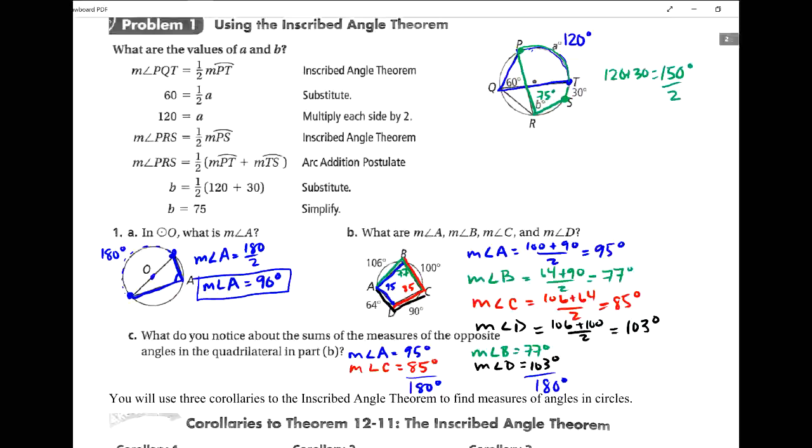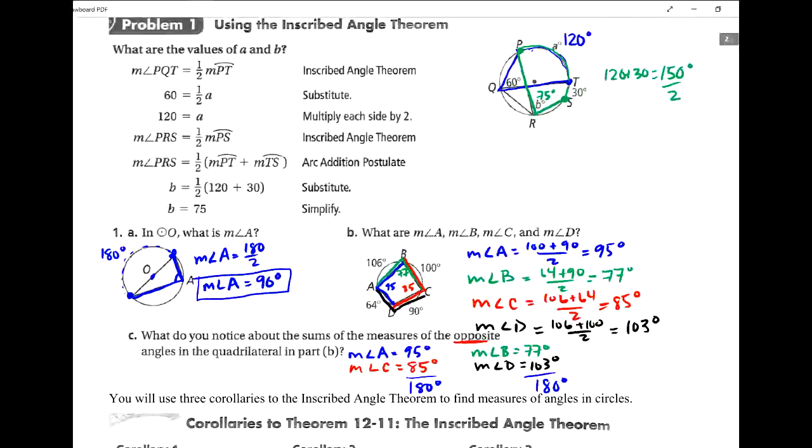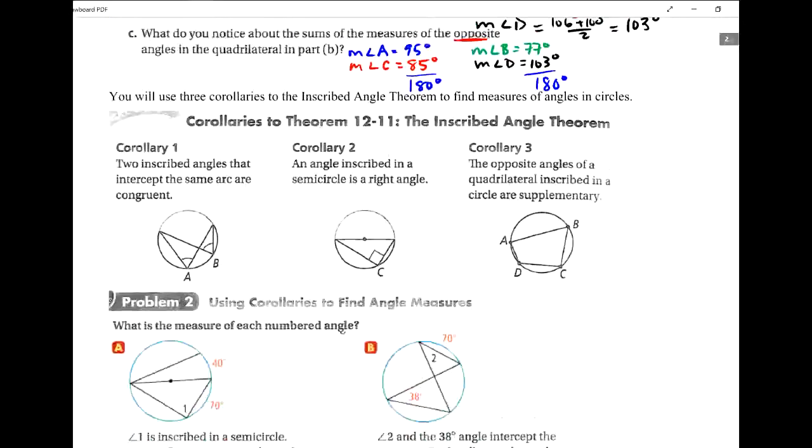Now, the next question asks us, what do we notice about the measures of the opposite angles in our quadrilateral? Well, if we look at our opposite angles, they both add up to 180. Now that really shouldn't be a huge surprise for us. We have seen that happen before, but it's going to be one of our useful pieces of information.